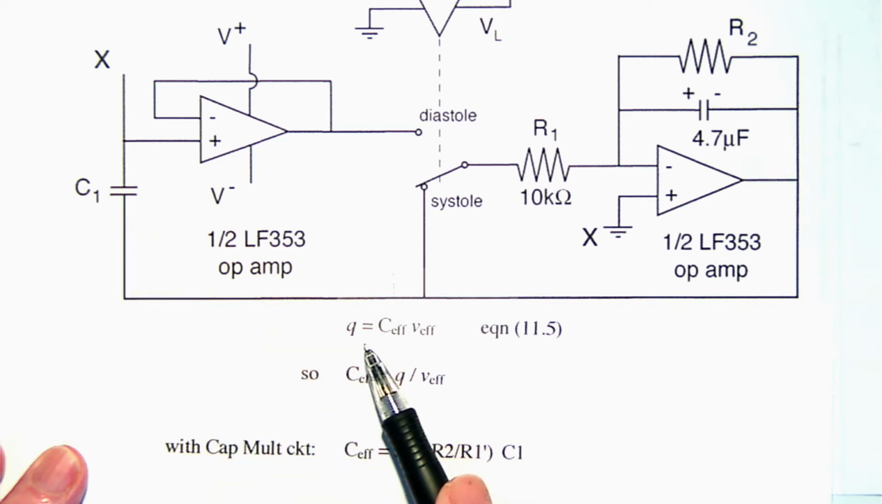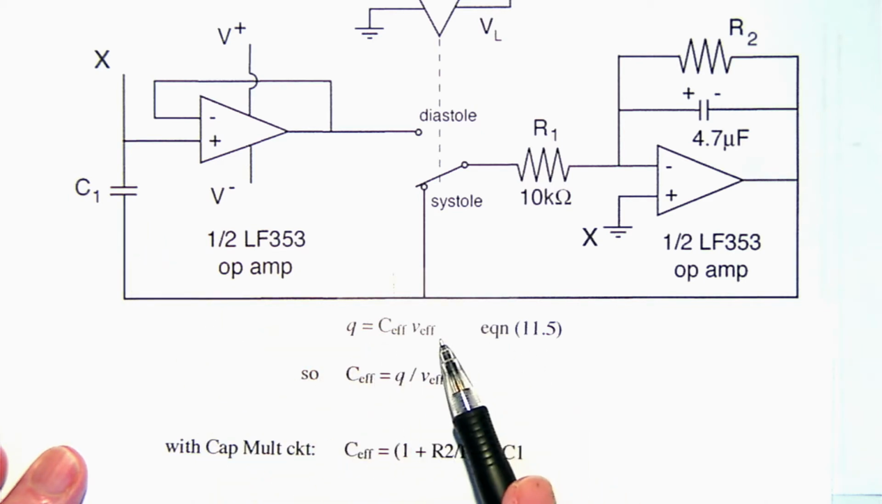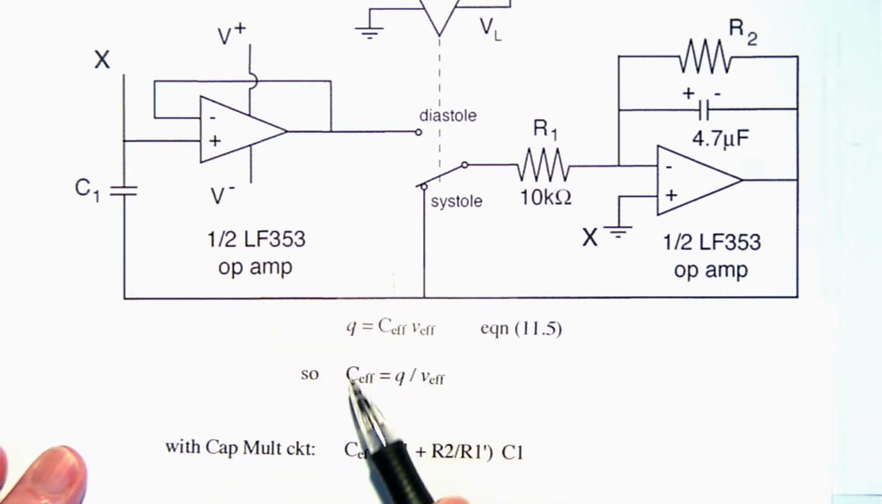Why? Look at this equation 11.5 from the textbook. If you solve for the effective capacitance, it's the value of Q, which hasn't changed, the charge doesn't change, divided by the effective voltage. If the effective voltage is very low now, it makes the effective capacitance look very large. And that's what we want to represent the diastolic compliance, a very large compliance.